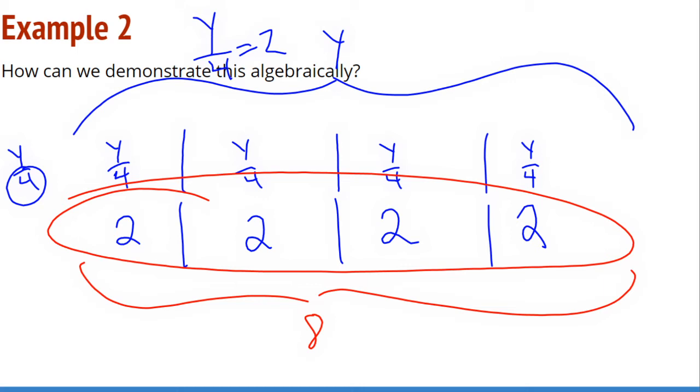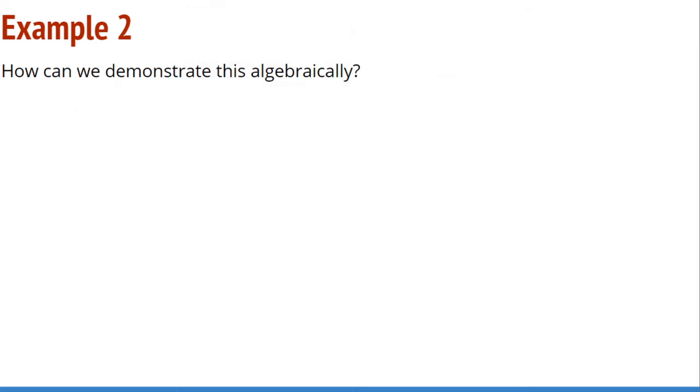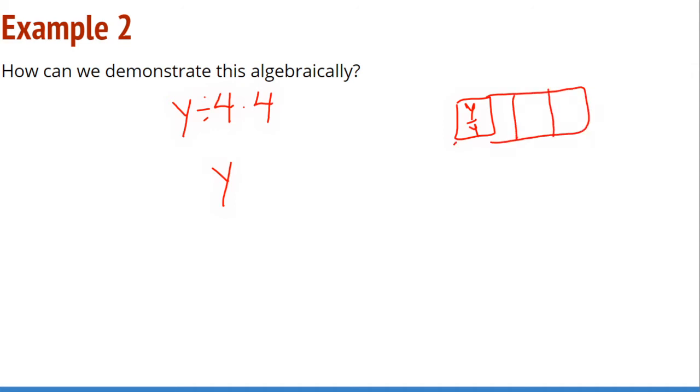Now, how do we show this algebraically? Well, we had y divided by 4, and we multiplied by 4. And that left us with y. And that was where we had one little box that was y divided by 4, and then we increased that to have 4 boxes so that we could have all of y. This was equal to 2.